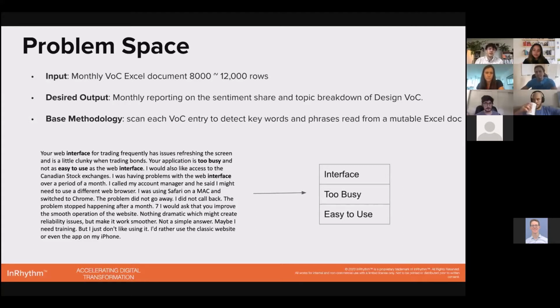Our most basic methodology, and this is a simple way to think about it, is that we're literally going to go through and scan each entry and look for keywords and phrases. They're read in from a key document from Excel, and then we categorize the entries accordingly. In this case, here's an example that has 3 different key phrases we're interested in. They're talking about the interface. They're saying it's too busy, but also saying it's not as easy to use. We're interested in all those 3 things.